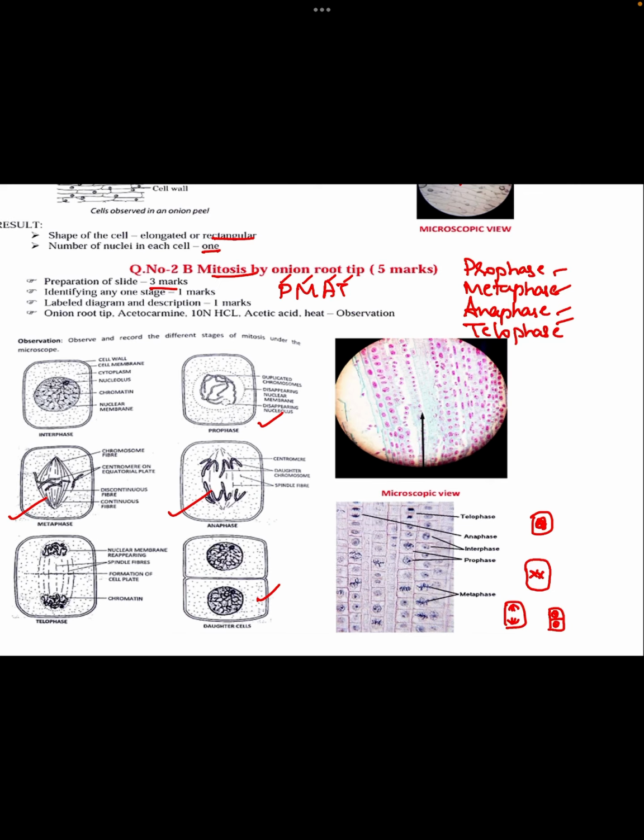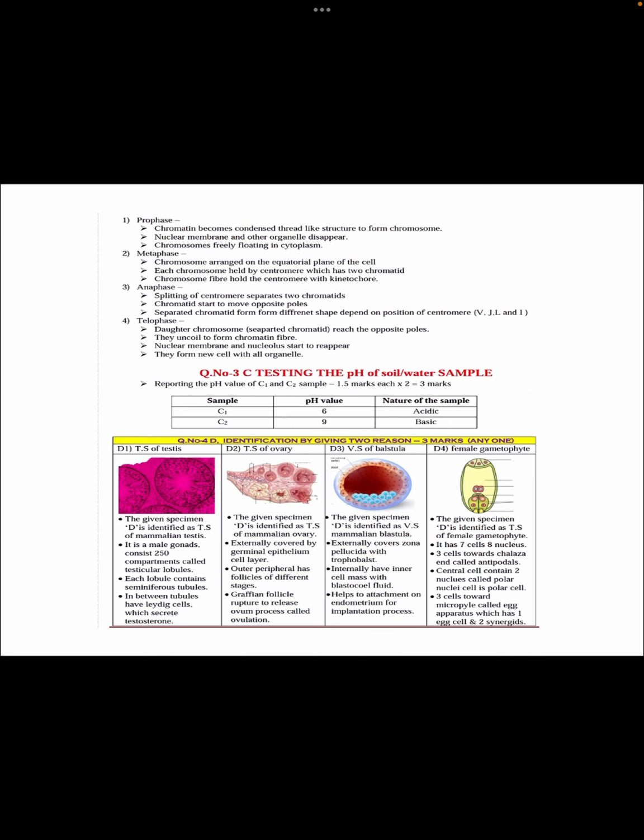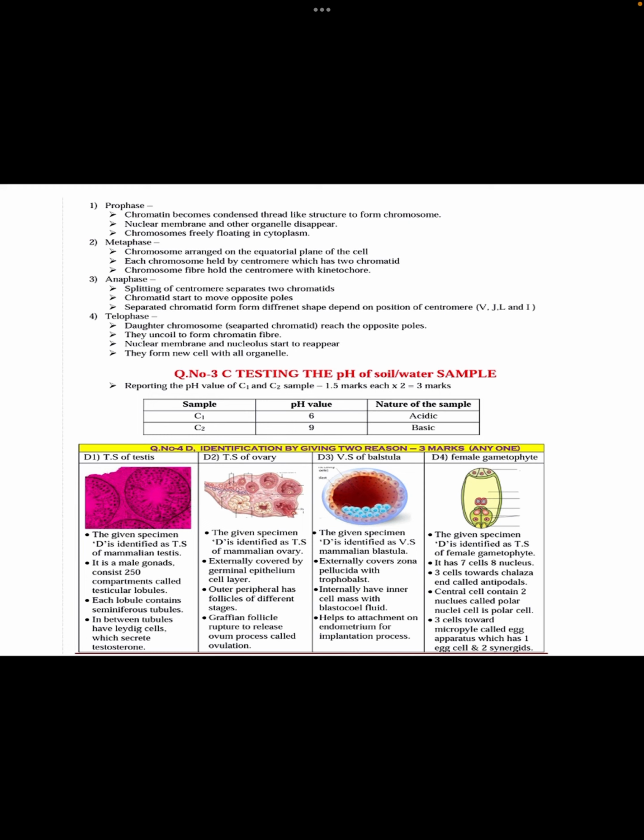So like prophase, if the 2 cells are so attached together, that is a telophase. The chromosomes at the equatorial plane, this is a metaphase, and the chromatids towards the poles, that is anaphase. Okay. I hope it is clear, students. So these are the key features. You can pause the video, you can take a screenshot and refer to it. So prophase, the chromatin becomes condensed thread-like structures to form chromosomes, and all the key features what I told you. So you just go through it.